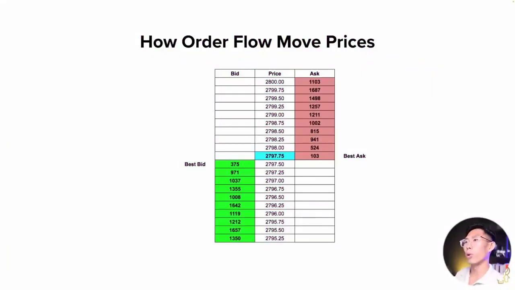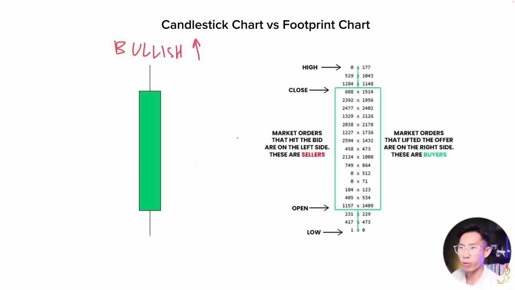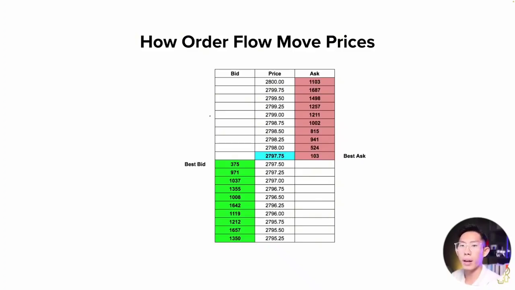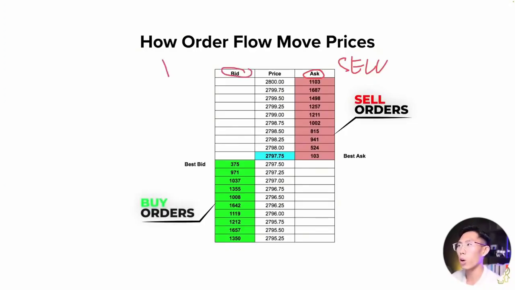Now let's talk about how order flow actually moves prices, right? And let's understand how this footprint chart works on a deeper level. So when you look at your bid and ask spread, or rather this is actually your order book, right? So let's look at the order book, and how this order book works is that these numbers on the right hand side, these R's, right? These are essentially your sell orders. Okay, as simple as that. These are your sell orders. And then this bid right here, these are essentially your buy orders.